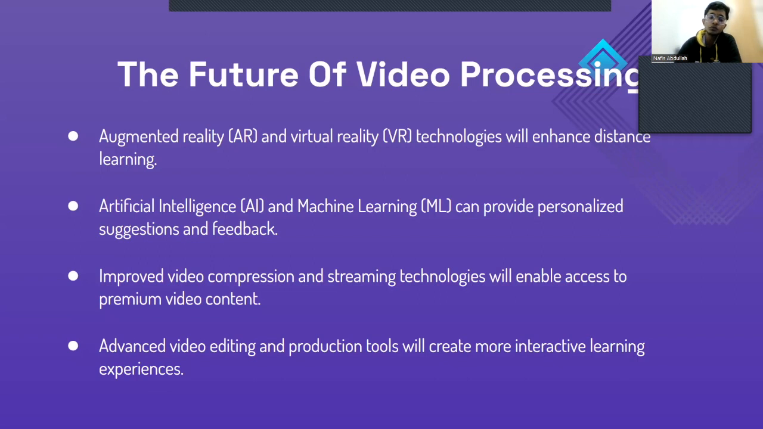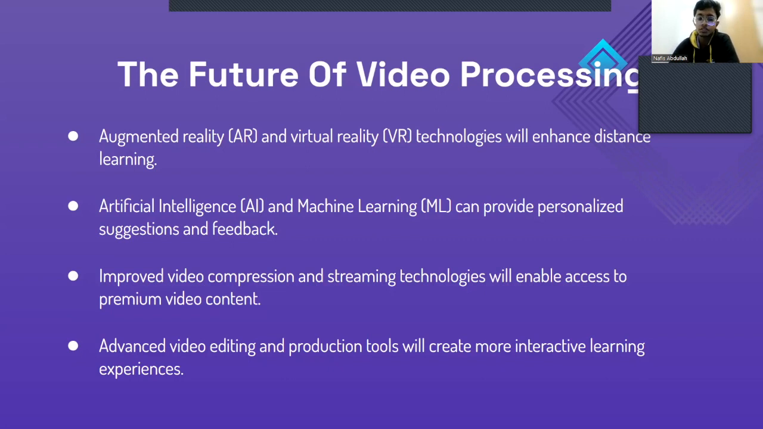Next, we have improved video compression and streaming technologies, which will enable access to premium video content. Advancement in video compression and streaming technologies will make it easier for people to access premium video content. These technologies will allow high quality videos to be compressed into smaller file sizes without significant loss of visual fidelity. As a result, video content can be streamed more efficiently over the internet, reducing buffering times and also enabling smooth playback.